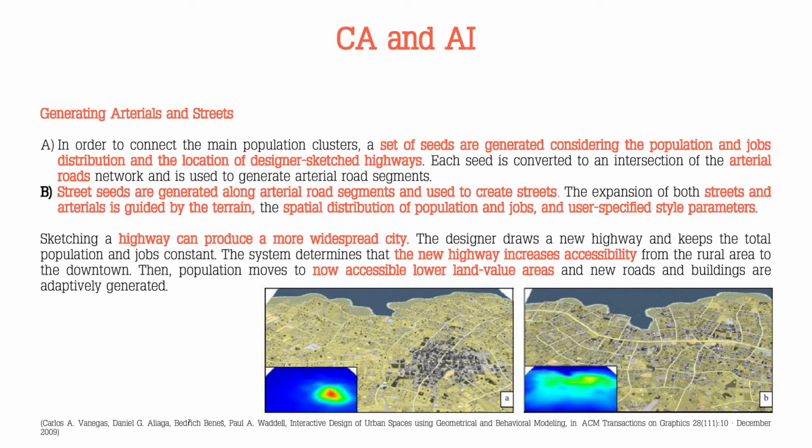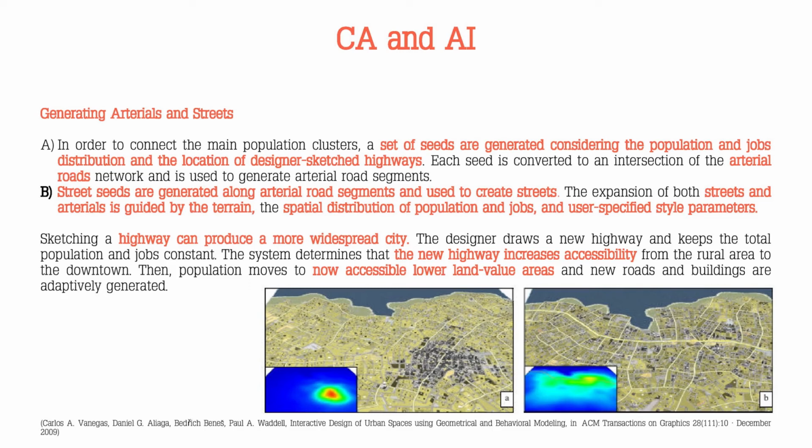So, in the case B, the expansion of both streets and arterias is guided by the terrain. The spatial distribution of population and jobs and user-specified parameters are generated by this new system of connection. It's a new road system. This kind of solution, the solution B, is created only following the new road system created by the user. Is it correct? This is not the key question in my personal opinion. In my personal opinion, this process shows how the job distribution and population distribution will change if we insert some new road. Only that. Then we may have other components, for example, land use, sprawl, occupation of agriculture land. Many components which can contribute to create a much better geographical area.